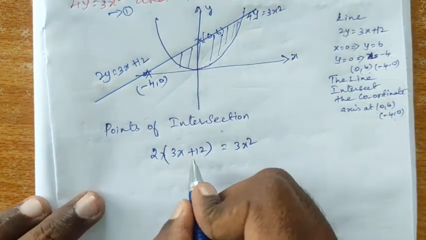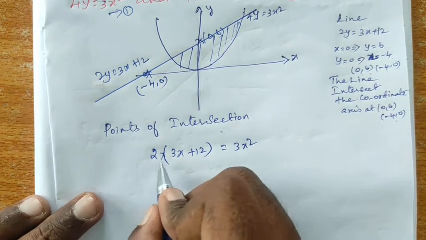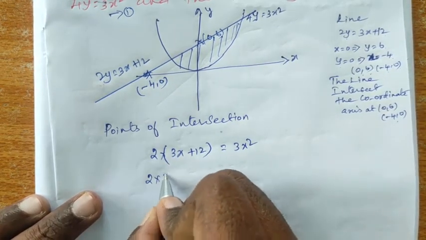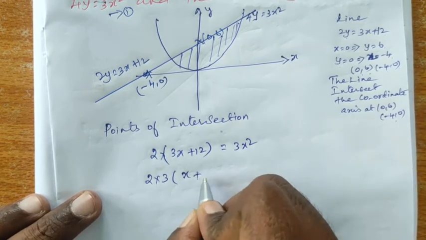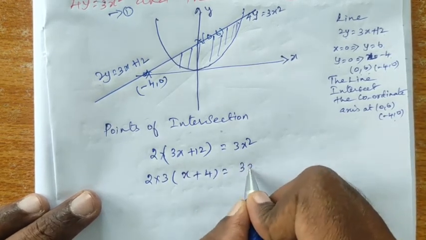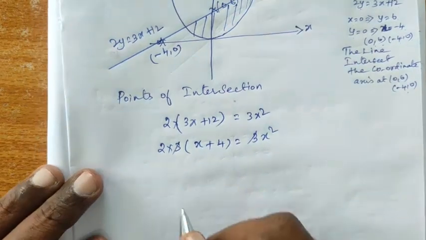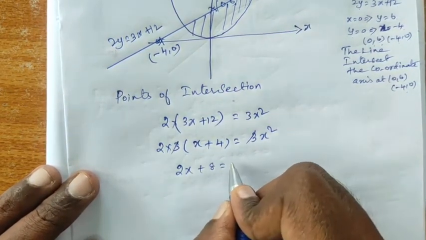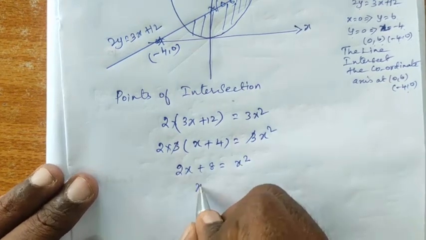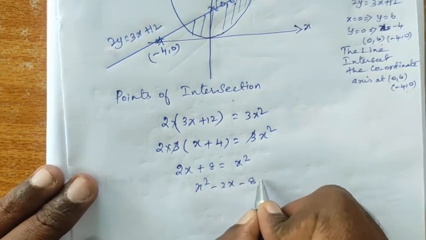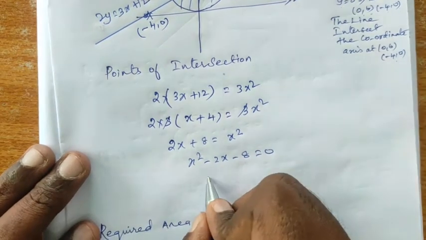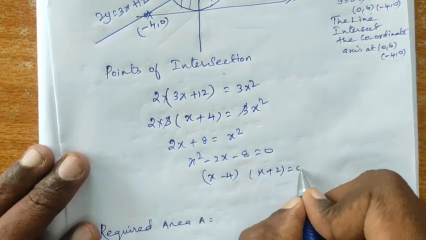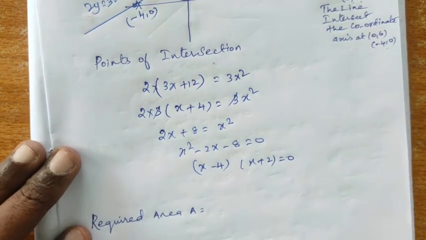So we can take out 3. 3 can be taken out. So 2 into 3 into x plus 4 is equal to 3x square. 3 gets cancelled. So 2x plus 8 is equal to x square. So x square minus 2x minus 8 is equal to 0. So factors are x minus 4 into x plus 2. You are able to find the factors, so no problem.